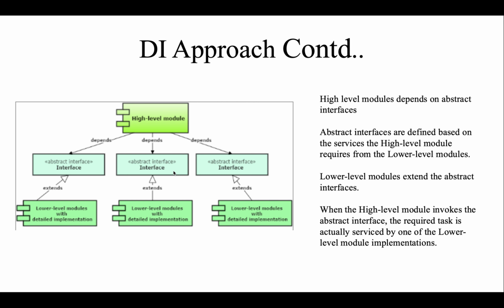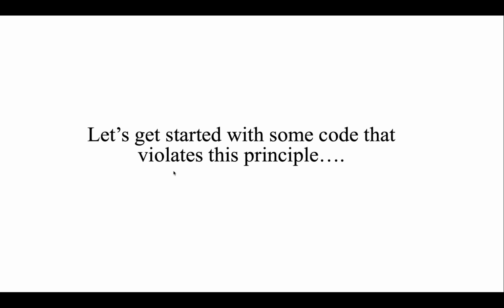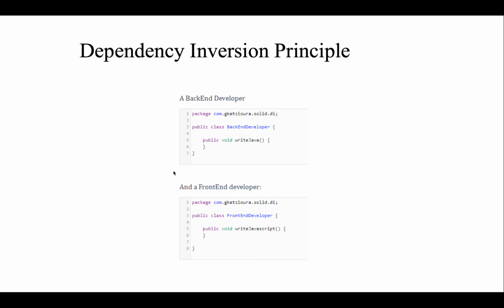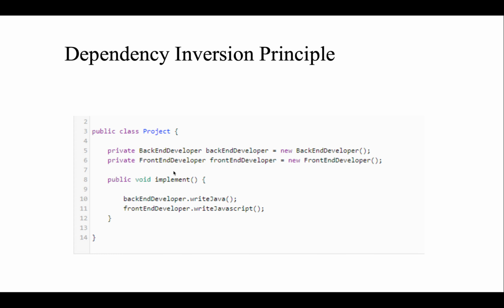Now let's see some code that violates this principle. As part of a demo, I'm going to create a software project wherein we will have the backend developer and front-end developer as our low-level modules, and they will have their respective behaviors. The backend developer will have the writeJava method, and the front-end developer will have the writeJavaScript method. We will have a project class which holds the objects of the lower level modules, and which will call the behaviors when we have to implement the project.